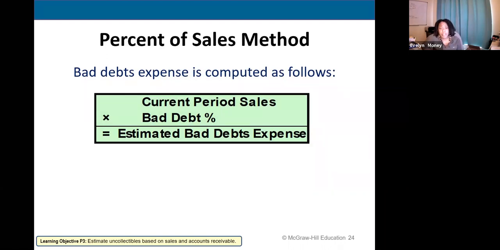So let's look at the percentage of sales method. With this, I am given my current period sales. Typically, it's credit sales. Sometimes it can be total sales, but most of the time it's credit sales. So I'm going to use my credit sales and I'm going to multiply that times a given bad debt percentage. This is based on past experience of the company. If we're talking about it from the classroom standpoint, the bad debt percentage will be given to you. You're going to multiply that times the current period sales, and then that's going to give you your estimated bad debt expense. This is the number for your entry.